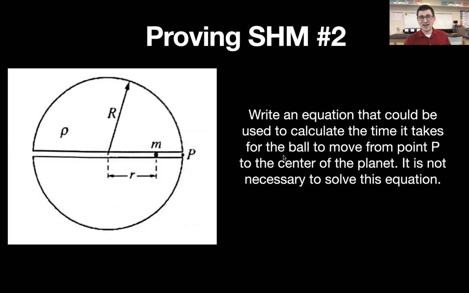So I'm going to highlight that. And then we were asked, write an equation that could be used to calculate the time it takes for the ball to move from point P to the center of the planet. So from here to here. It's not necessary to solve this equation, but we should be thinking about oscillatory motion. Because if it moves from point P to the center, then it's going to keep going very fast to the other side of the planet and then oscillating back and forth. So what they're basically asking is, what is a fourth of the period? So if we can figure out what the period is, we can figure out what the fourth of the period is. So we have to write the equation basically for simple harmonic motion, because that's going to give us the angular frequency with which we could solve the period.